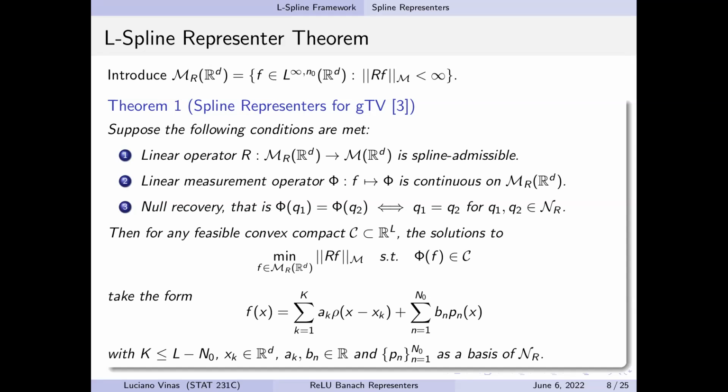And so the two components you see here are one, this sum of Green's functions shifted at different points in your domain, and the other is this null component, where P of n is a basis of N of R. Right? So this is nice. This is what they call the spline representer theorem for the generalized total variation, right? But okay, what can we do with this, right?